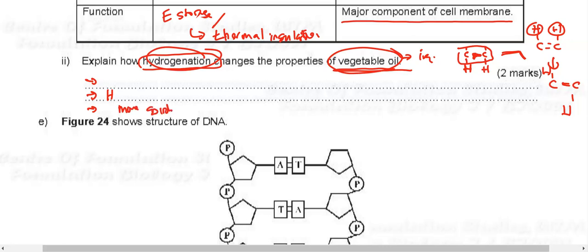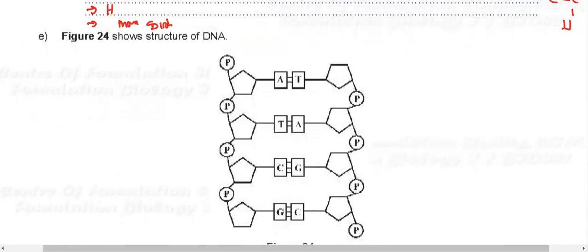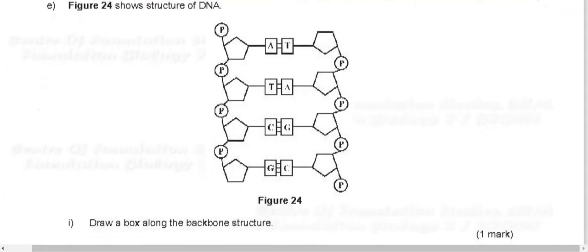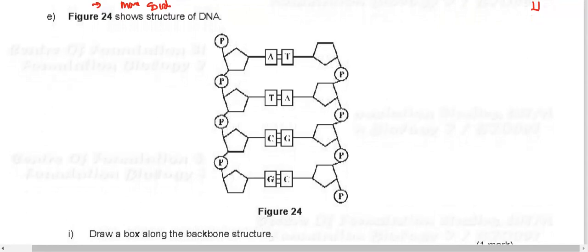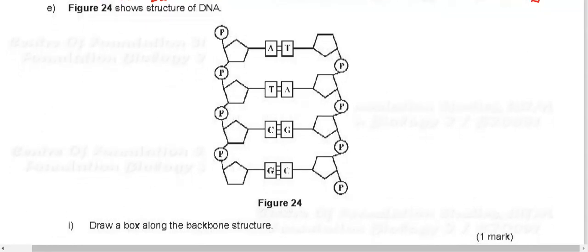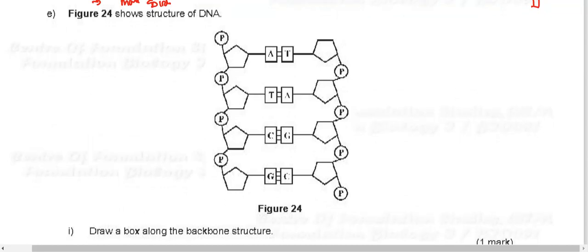Okay, so those are the answers that you can write. Next, question F, the last question. Figure 24 shows the structure of DNA. DNA consists of a double-stranded polynucleotide, the first strand and the second strand.